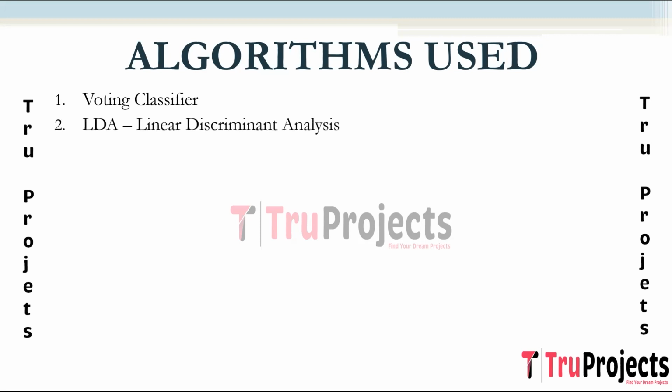The next algorithm is linear discriminant analysis. It is a dimensionality reduction technique used primarily for classification tasks. It seeks to find the linear combinations of features that best separate different classes while minimizing the variance within each class. LDA projects the original feature space onto a lower dimensional subspace, maximizing between-class separability and minimizing within-class scatter.